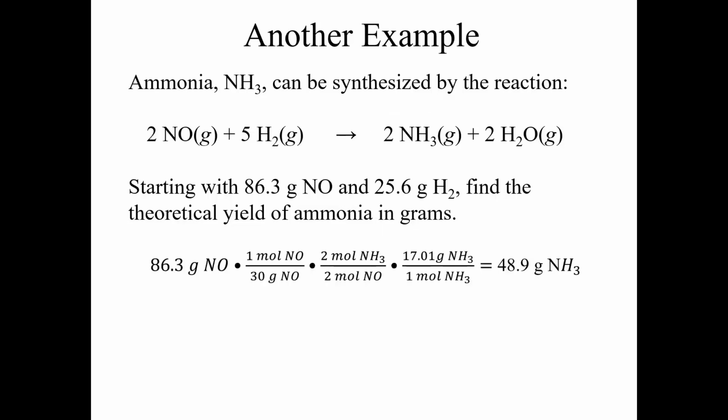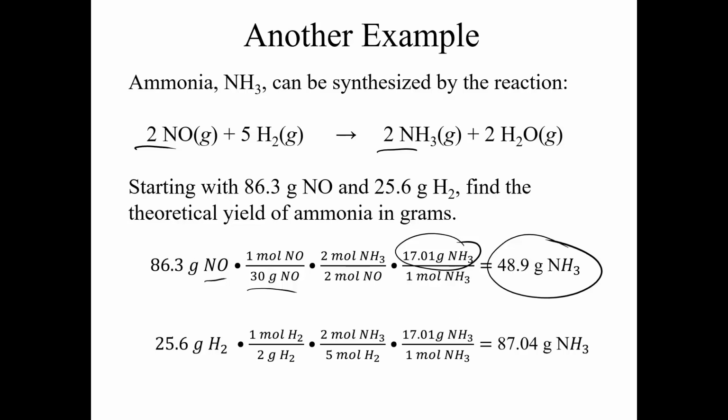I took the grams of NO all the way to grams of NH3. This is the fudge factory again, right? Grams of NO to moles of NO using the molecular weight, moles of NO to moles of ammonia using the stoichiometry here, 2 to 2 or 1 to 1, and then finally the grams of ammonia. So if NO, nitrogen monoxide, was the limiting reagent, then 48.9 grams would be produced.